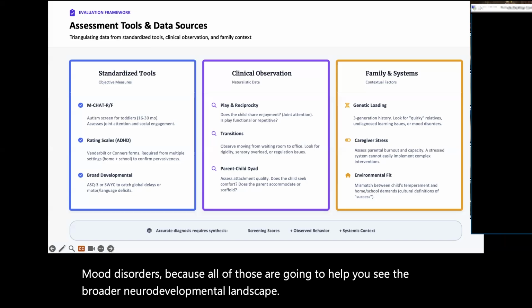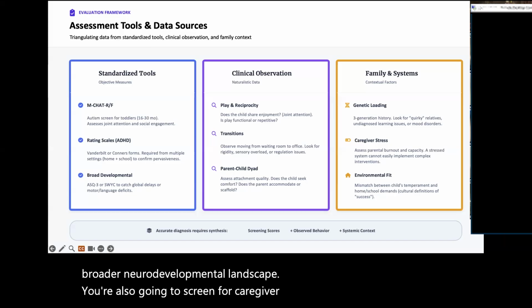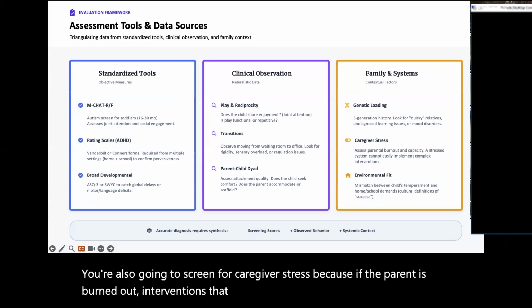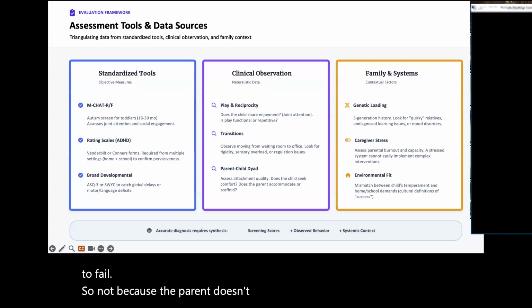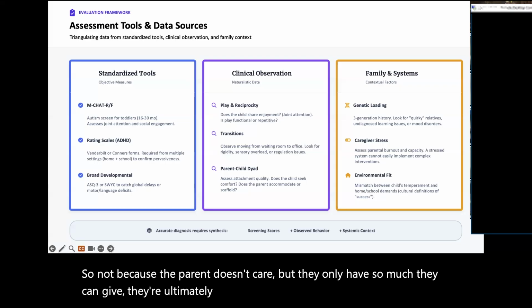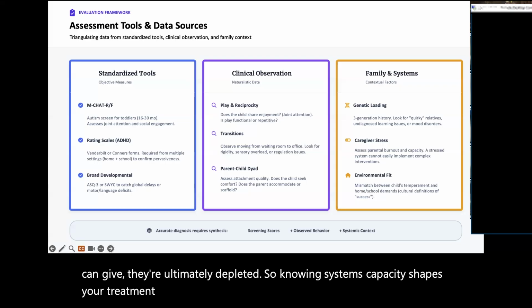You're also going to screen for caregiver stress, because if the parent is burned out, interventions that require patience and consistency are likely to fail. So, not because the parent doesn't care, but they only have so much they can give. They're ultimately depleted. So knowing systems capacity shapes your treatment plan more than any checklist will.